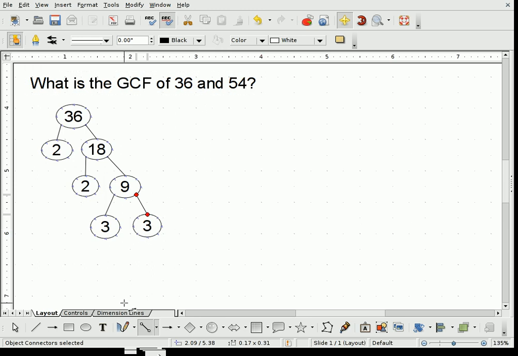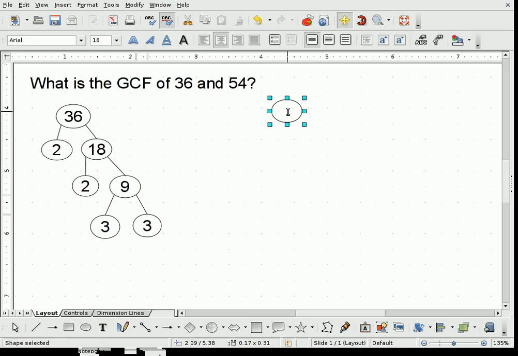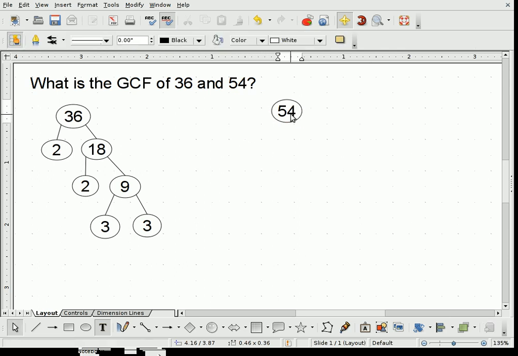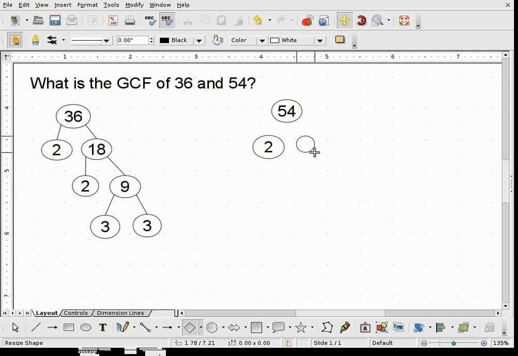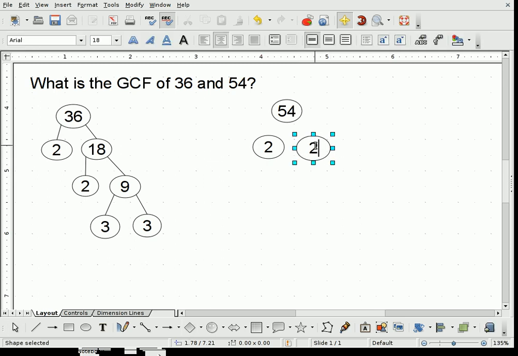Now we work with 54. What is an obvious factor of 54? 2, because 4 itself is divisible by 2. So we will say that 54 has a prime factor of 2. But what is the other side? 54 divided by 2 is 27. So we write 27 here.